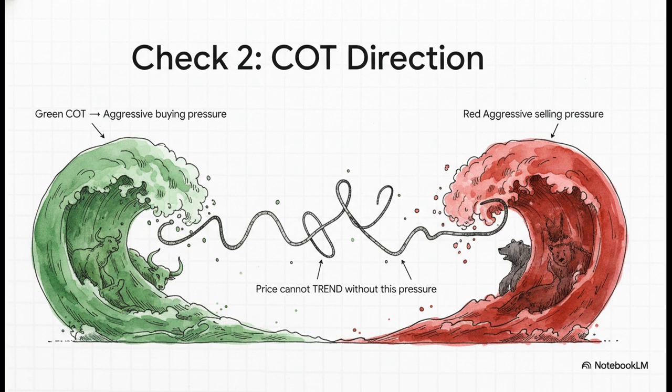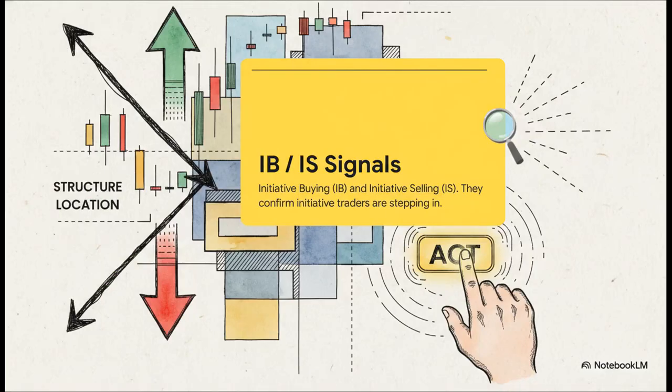And here's the crucial point. Sure, price can kind of drift around without this, but it cannot, absolutely cannot sustain a real trend without this kind of aggressive participation. Moving on to check number 3.